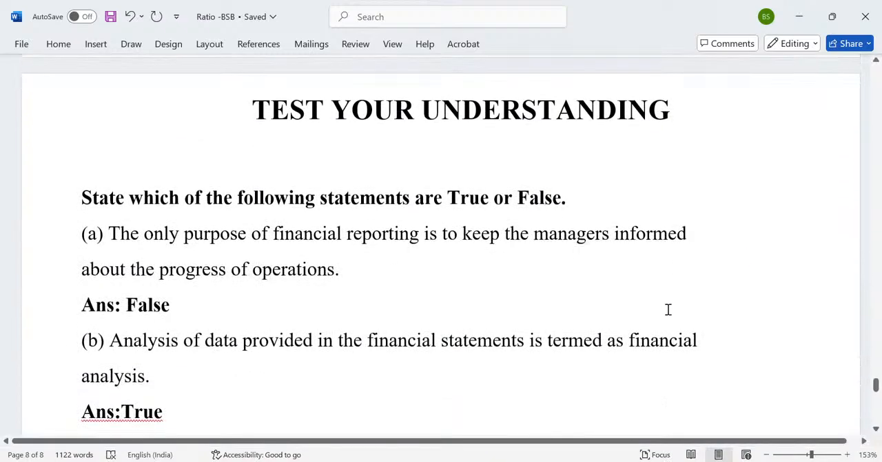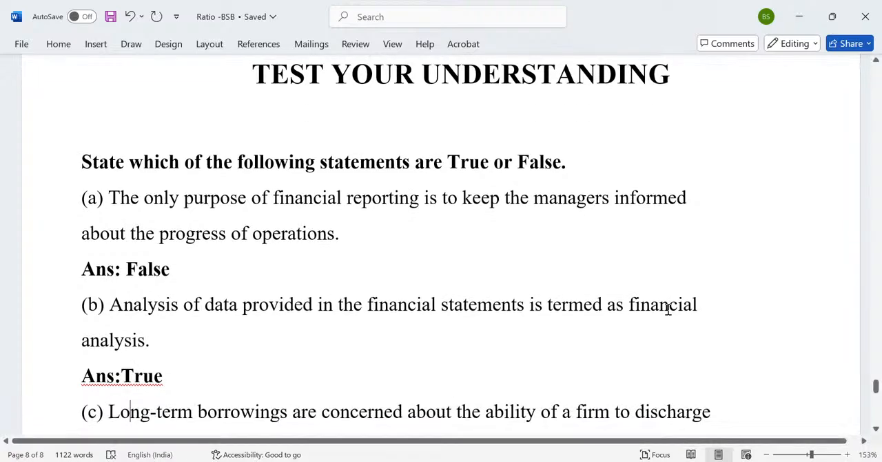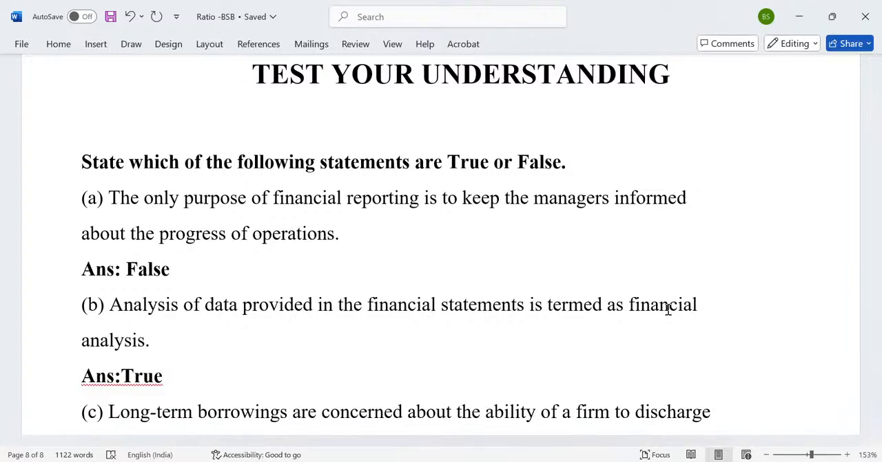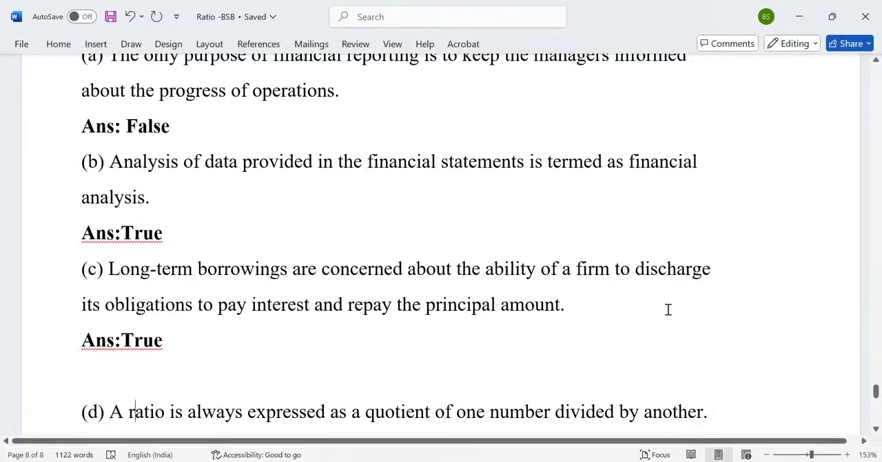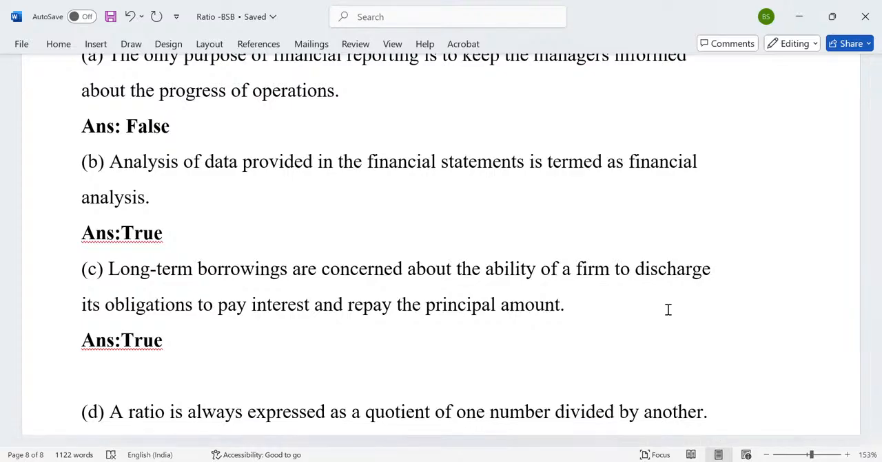Test your understanding. State which of the following statements are true or false. The only purpose of the financial reporting is to keep the managers informed about the progress of the operations. False. Not only the progress, but strengths and weaknesses. Analysis of data provided in the financial statement is termed as financial analysis. Answer is true.